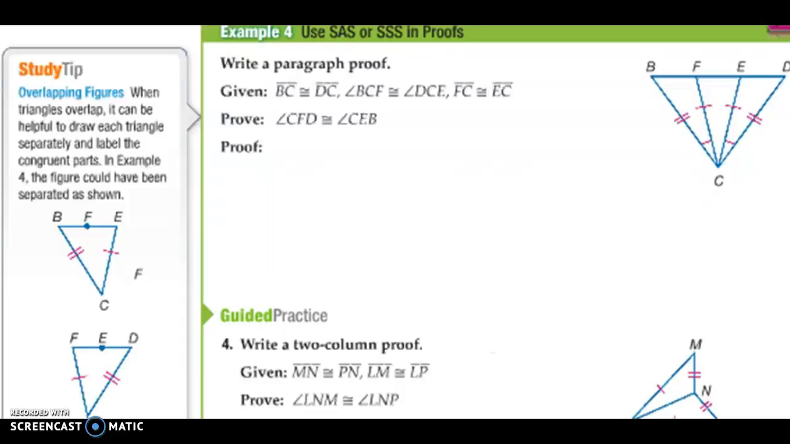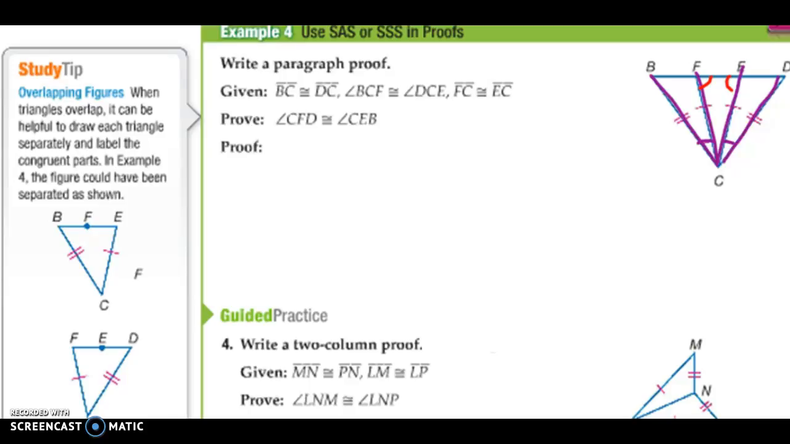All right, last example right here. Says this, write a paragraph proof. Given that BC is congruent to DC, that these angles are congruent right here, and that FC is congruent to EC, prove that this angle right here, CFD, is congruent to CEB, this one right here.